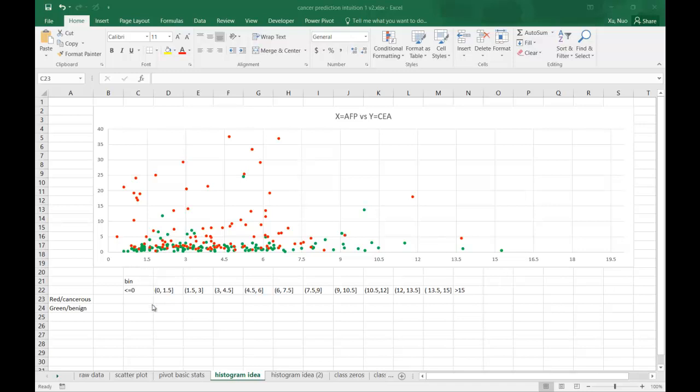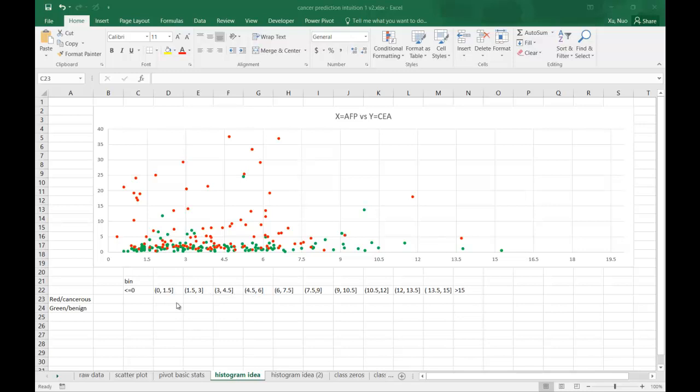And on both sides, I also create two catch-all bins: less than or equal to 0.1 on the left-hand side, and also greater than 15 on the right-hand side. So in this case, we will have 12 bins here in total.